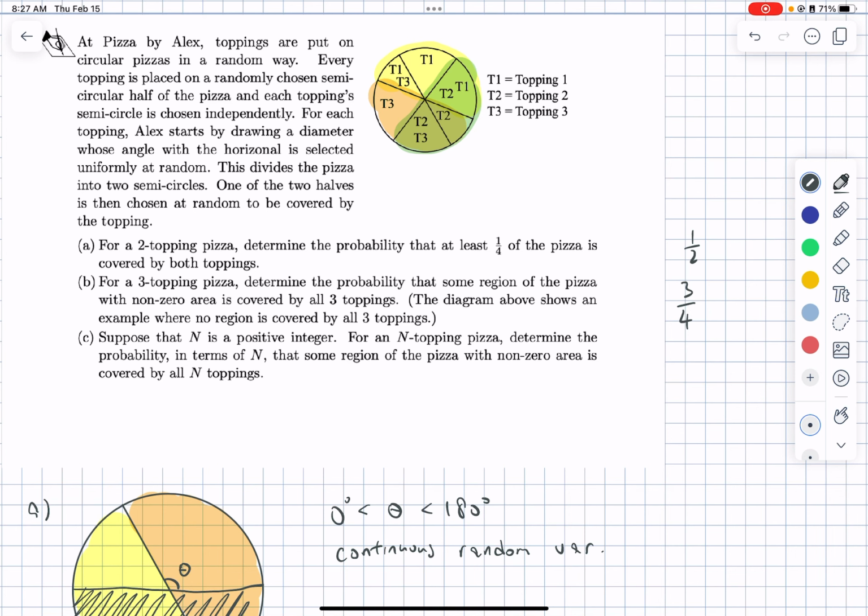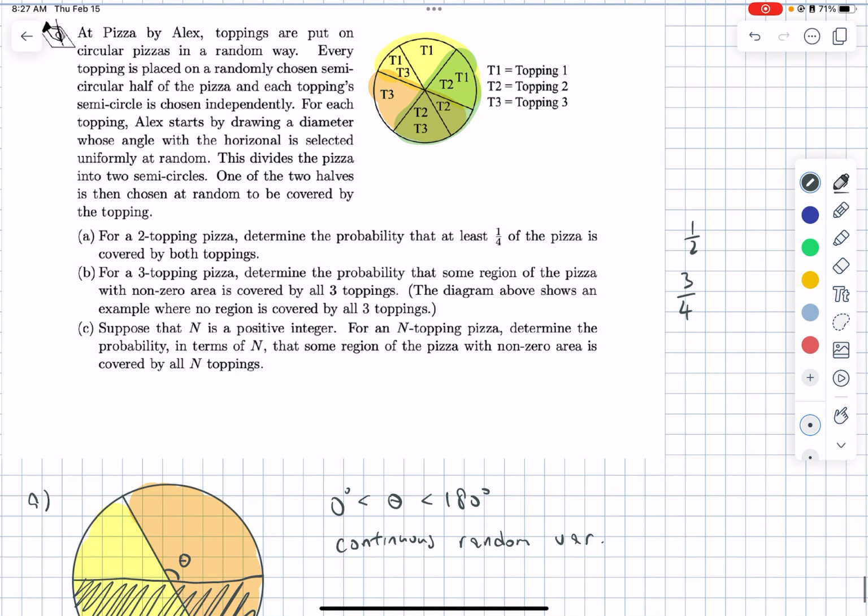So for part C, we want to generalize the answer from part B. Suppose n is a positive integer for an n-topping pizza. Determine the probability in terms of n that some region of the pizza with non-zero area is covered by all n toppings.